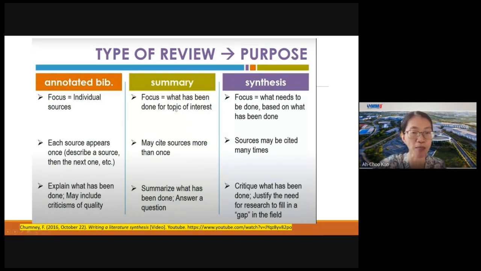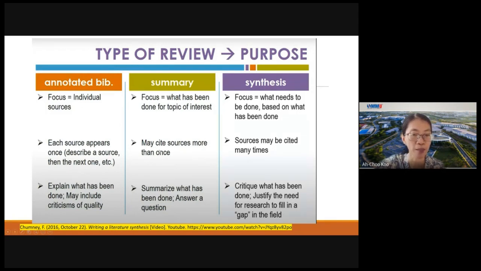You don't just do summary. If you summarize various sources, you get a summary. But for synthesis, you put in your voice. It means you put your active thoughts into what needs to be done based on what has been done. So for the annotated bibliography, each source appears once only. When you annotate, you describe one source and then the next, one by one. You explain what has been done, and may include criticism of the quality of the work that has been done. So it is very much a one-by-one basis.